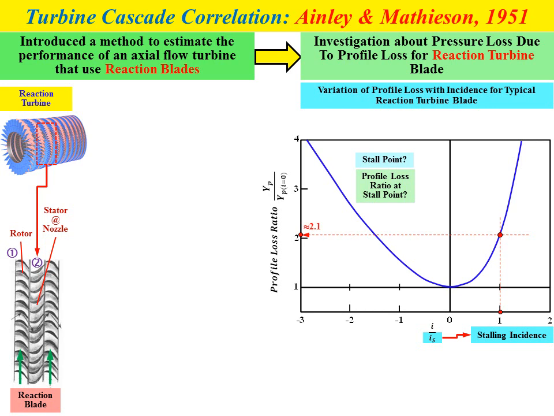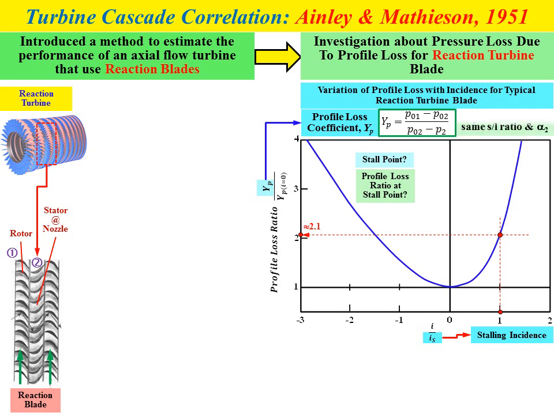From the profile loss ratio value, we can also determine the value of YP, which represents the profile loss coefficient for the reaction blade. In terms of formula, YP is equal to the stagnation pressure at the inlet minus the stagnation pressure at the outlet, divided by the stagnation pressure at the outlet minus the static pressure at the outlet. The YP value in the graph is taken at the same S over L ratio and alpha 2 outlet flow angle. And YP at I equal to 0 is referred to as the profile loss coefficient for the reaction blade when the incident angle is equal to 0.